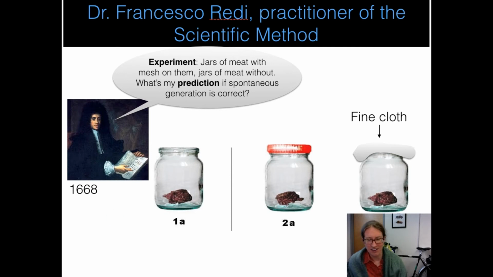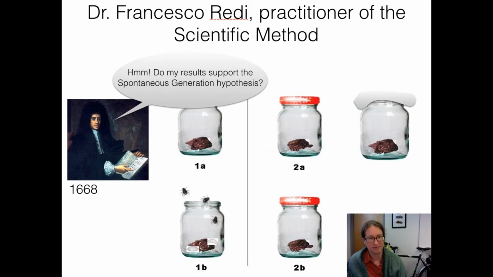Okay, so now here are his actual results. On the meat in the open jars, he found maggots, and he even found some flies. On the meat in the closed jars, he found no maggots. And on the meat from the jars covered in cloth, well, he didn't find any maggots on the meat, but he did actually find maggots on top of the mesh covering the jar.